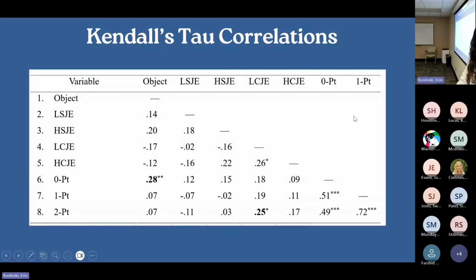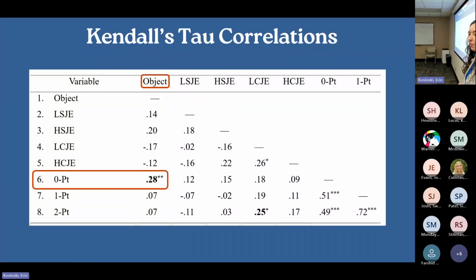Okay, speaking of correlational analysis, we used Kendall's tau correlations, which are non-parametric correlations. And we did that for the same reason we used medians, because the data was highly skewed, and this was a more appropriate measure for that. So we found that there was a medium magnitude positive relationship between time spent in object engagement and frequency of 0 point utterances, and a medium magnitude positive relationship between time spent in lower coordinated joint engagement and the frequency of 2 point utterances, so those somewhat social utterances.